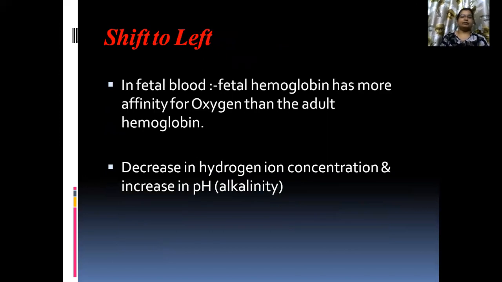Shift to left. In fetal blood, fetal hemoglobin has more affinity for oxygen than the adult hemoglobin. Decrease in hydrogen ion concentration and increase in pH or alkalinity.